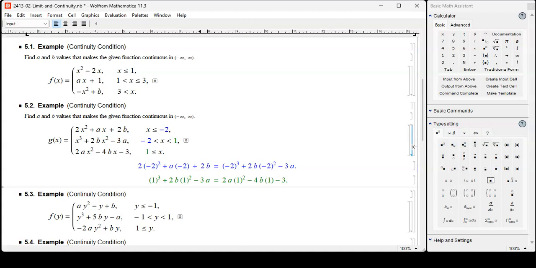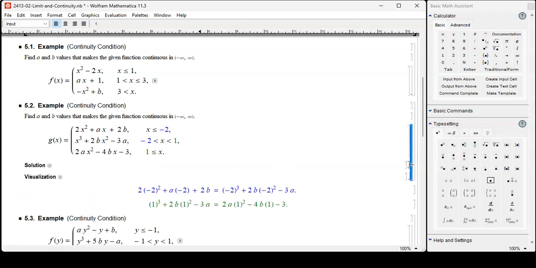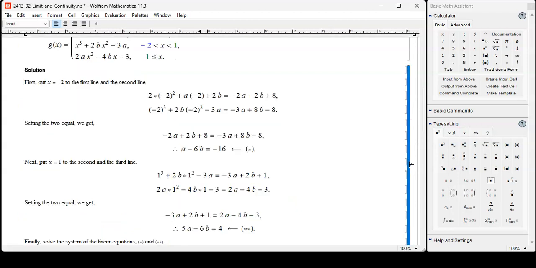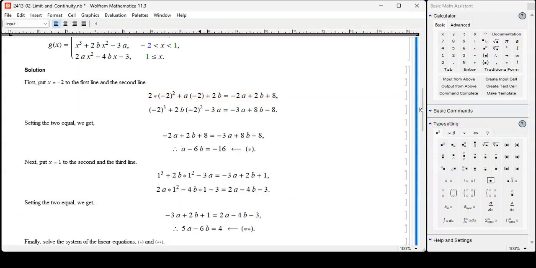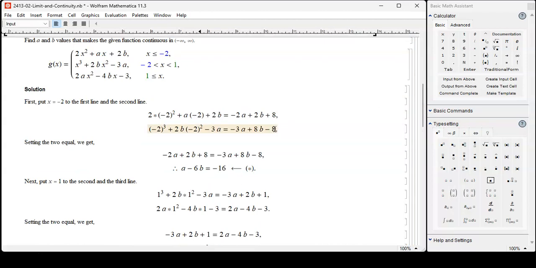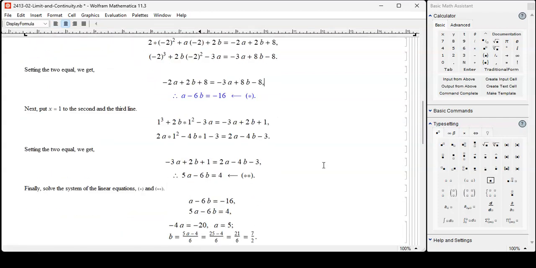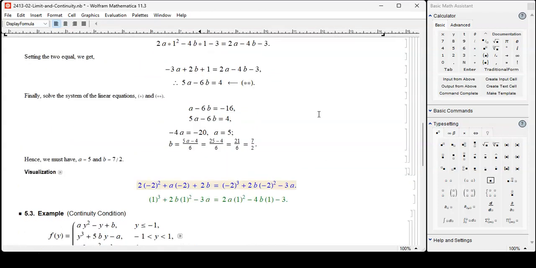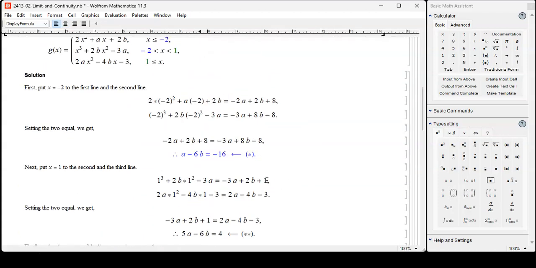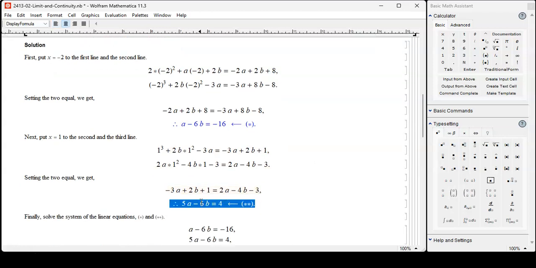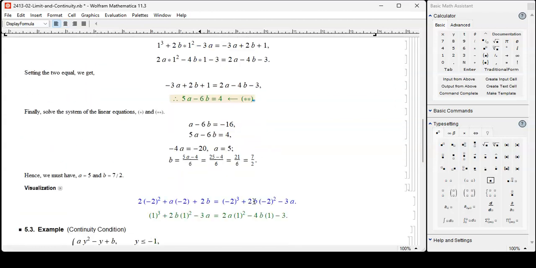So, what do we have here? Did you get it done? Well, let's see. Here we go. Plug in the first line, plug in the second line, set them equal to each other, and I have equation number 1. Same as this one, simplified. Plug in x equals 1 to the second line and the third line. They must be equal to each other so that we get the simplified form, the second equation. That's the same as this one.